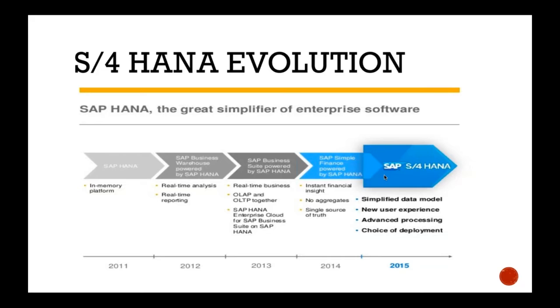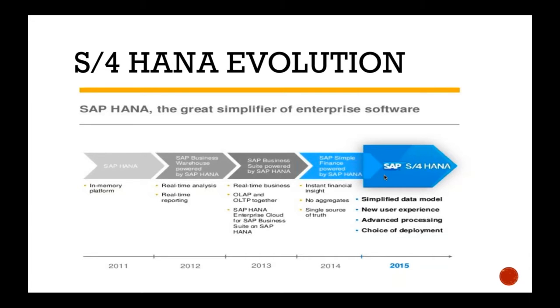Okay, what about after 2015? In 2015, the first version of SAP S4 HANA came into the market, and that version was 1511. What is the meaning of 1511? 15 is the year and 11 is the month. So 15 is 2015, and it came in the 11th month, that is November.